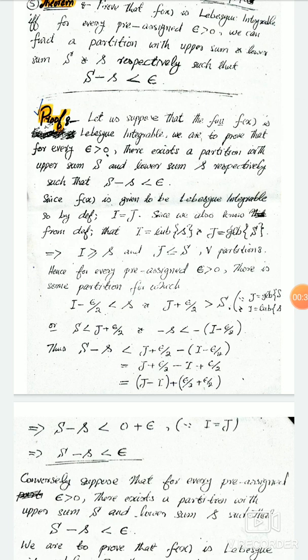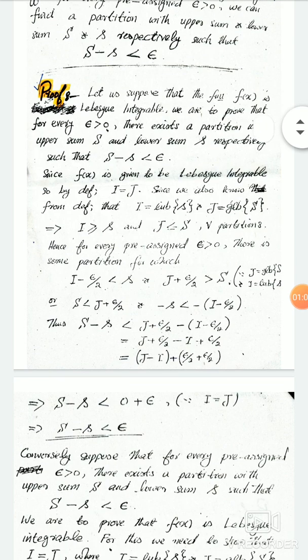Proof. Let us suppose that the function f(x) is Lebesgue integrable. We are to prove that for every epsilon greater than 0 there exists a partition with the upper sum capital S and the lower sum small s respectively such that capital S minus small s is less than epsilon. Since f(x) is given to be Lebesgue integrable, by definition I is equal to J because the function is Lebesgue integrable.